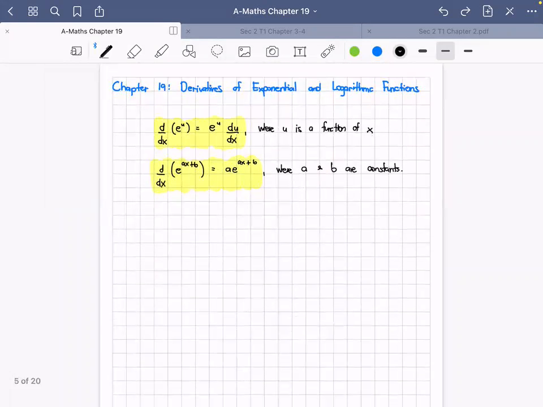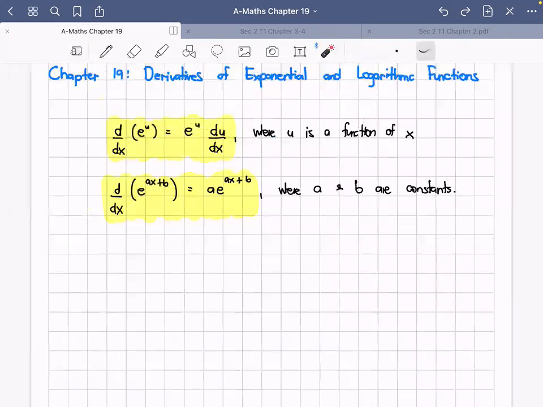All right, so yesterday we talked about the derivatives of exponential functions. We have only two ways of deriving exponential functions. The first one is when we have e raised to u, where u is a function of x.